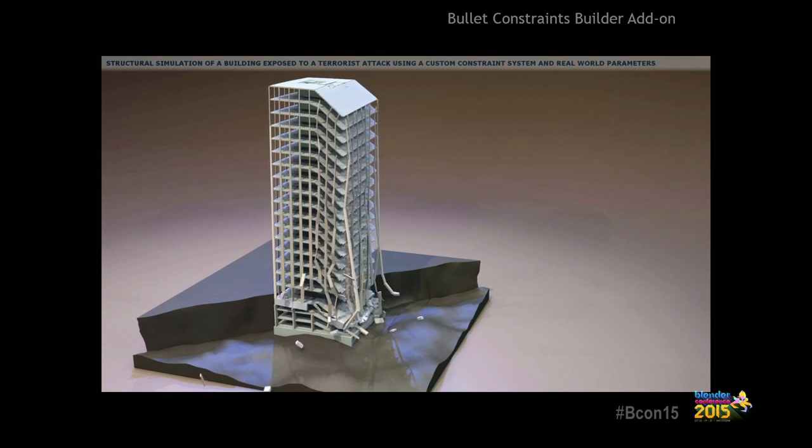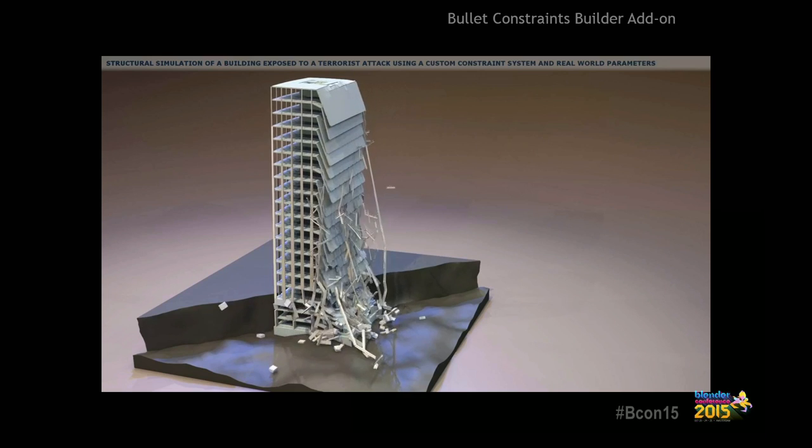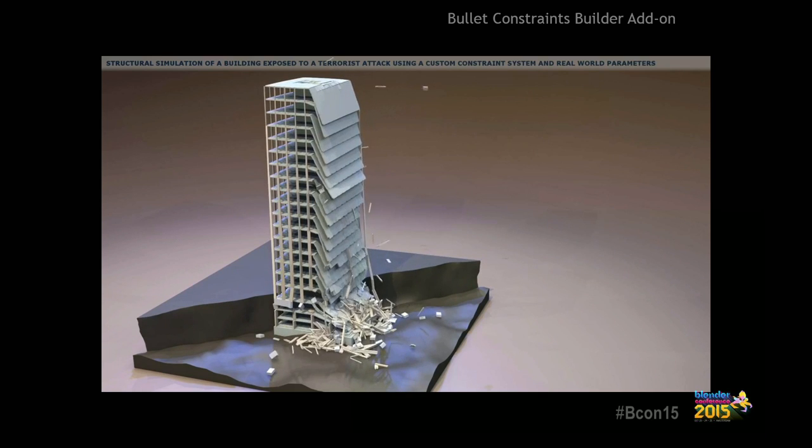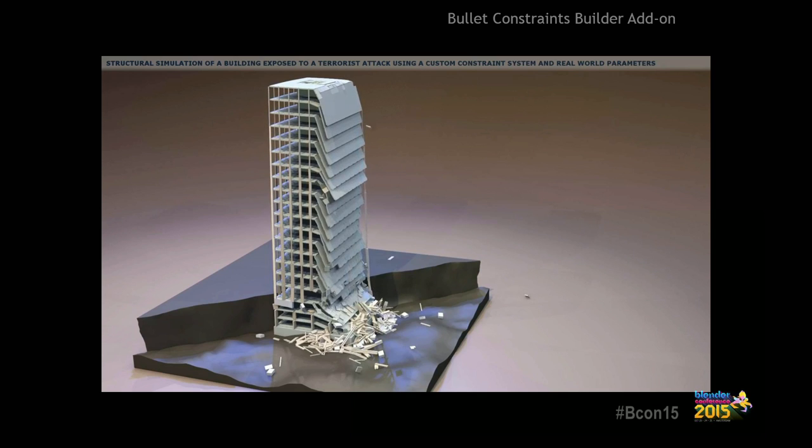Now, as you see in the right upper corner, there's a text, and we are now continuously decreasing the material strength. And the more the material strength is reduced, the more the building is collapsing.